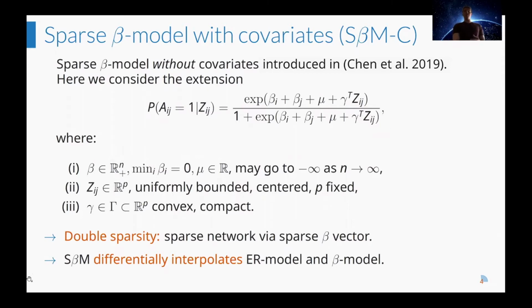It's also to note that in this model we have a double sparsity. For one, we are modeling sparse networks. On the other hand, we also have a sparsity in our parameter by assuming that the minimum beta is equal to 0.